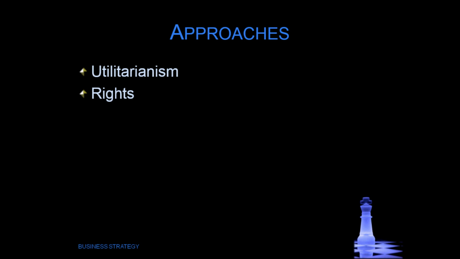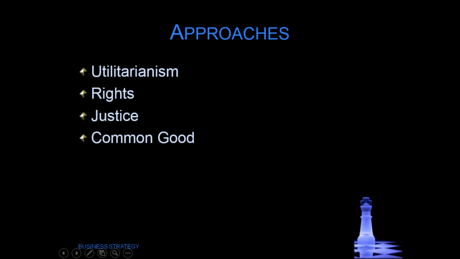The justice approach. Basically, this reflects the idea that people should be treated equitably and fairly. Okay, the common good approach, that an individual's good is tied to the good of the community. The big issue with common good is who determines what's good.